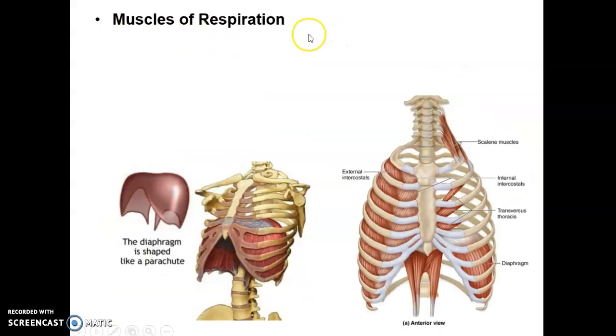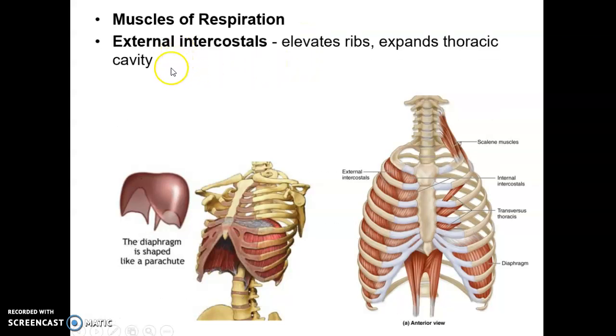Okay. So muscles for respiration, for breathing. We have the external intercostals. Their function is to elevate the ribs, move them upwards. And you see them here. They expand the thoracic cavity, the rib cage, expand the volume within the pleura, within the lungs, and help you inhale or inspire.